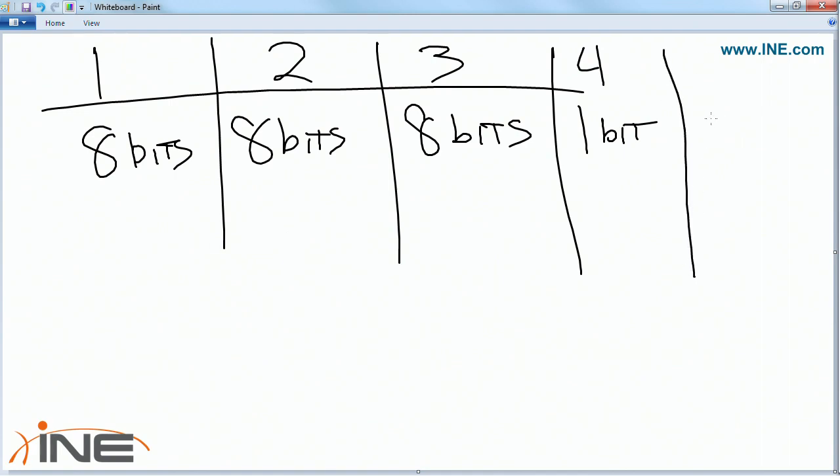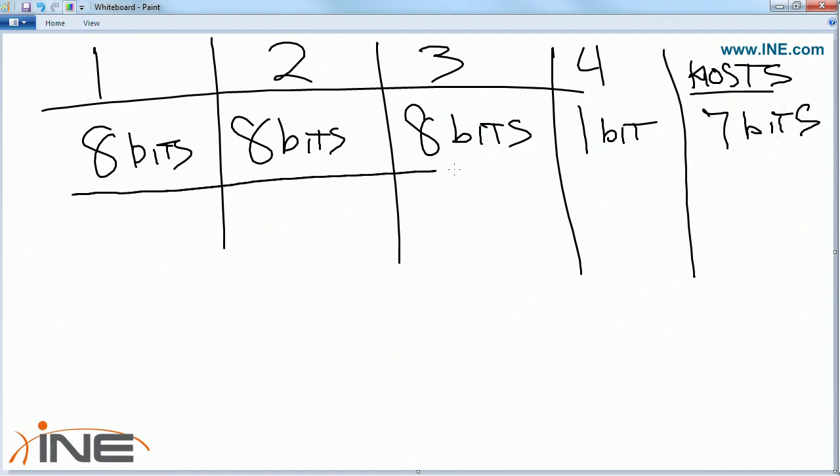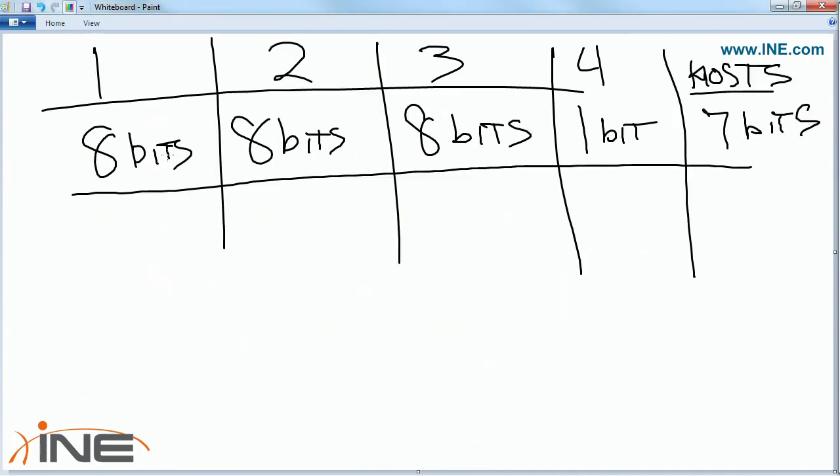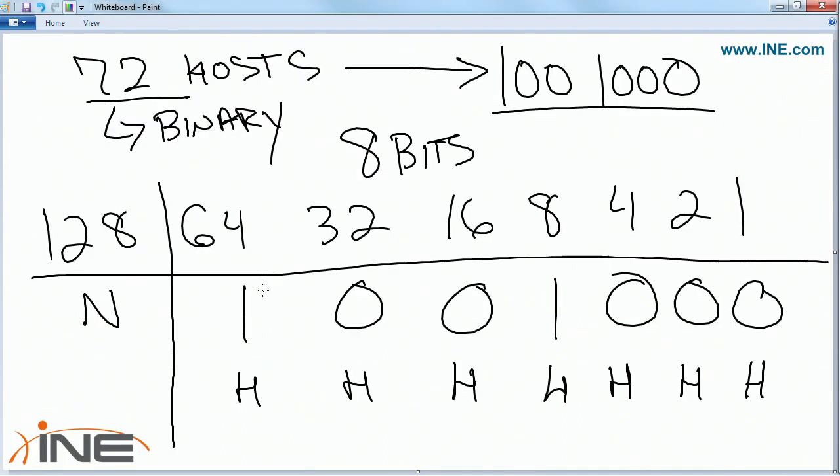The rest of them, the other 7 bits, those are reserved for the hosts. So it needs a subnet mask that's going to fit at least 72 hosts in it, would be 8 plus 8 plus 8 plus 1, or a /25. Now, when you look at the actual subnet mask that's going to be assigned to this, you essentially count from the left and add these numbers.